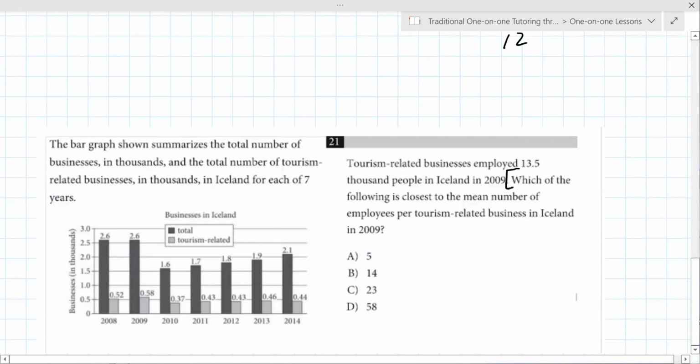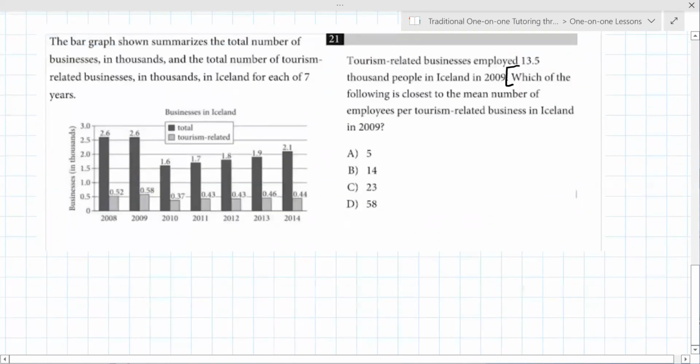Well, this one's a little odd. Which of the following is closest to the mean number of employees per tourism related business in Iceland in 2009? So this is all we care about at the moment.